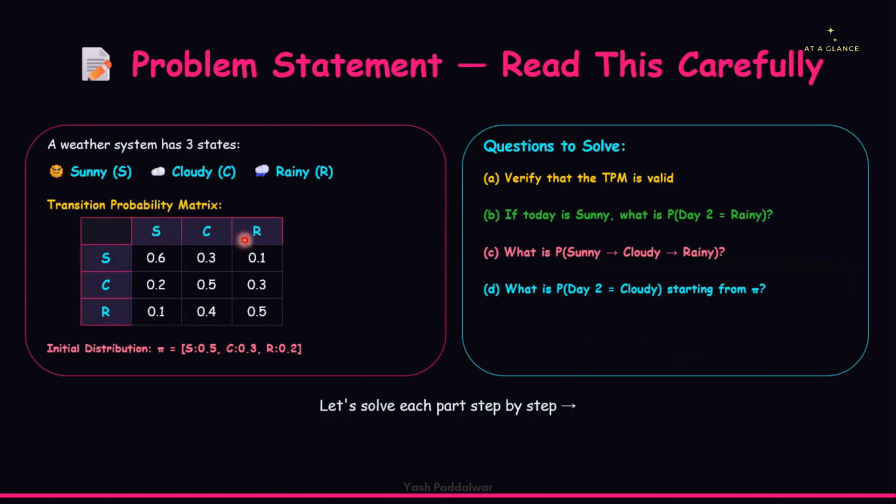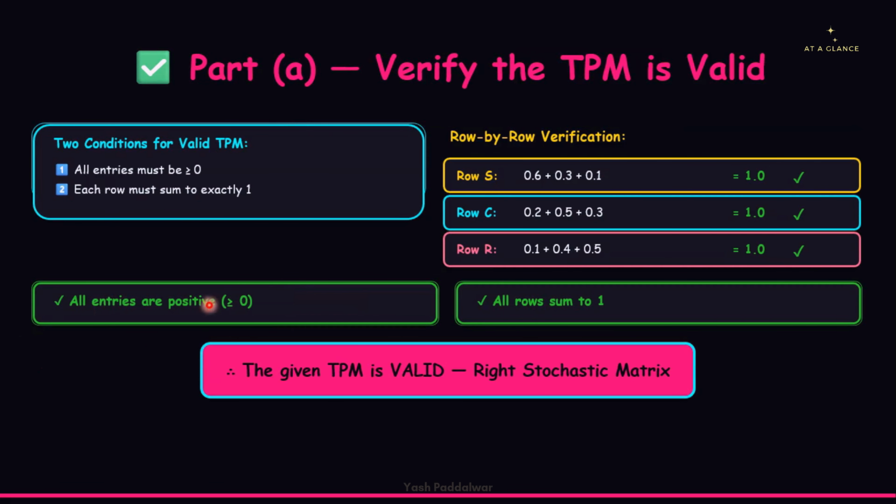So first we'll see the transition probability matrix. Over here you can see none of the probability is negative, right? So our very first condition is satisfied. That means all the entries are positive, greater than or equal to 0.